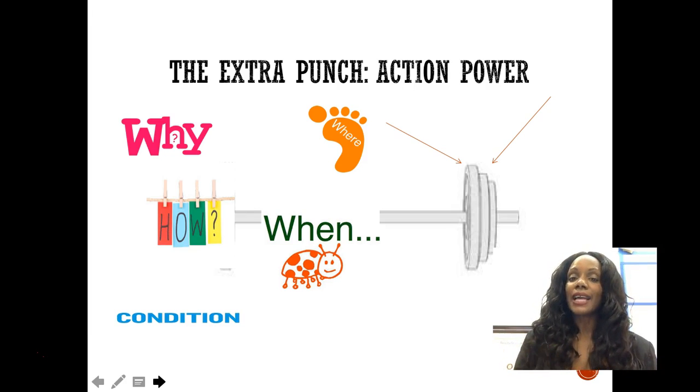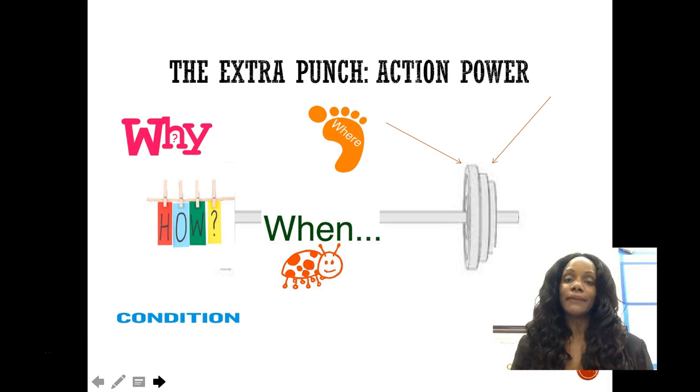What can we do to add weights, to add power, to take it on and off, depending on what we need? Some of the ways that you can do that is to tell where something happened, why something happened, how something happened, when something happened, and under what conditions or circumstances something may have happened. You probably notice when you're writing, I may make a note on your essay or your paragraphs, when did this happen? Why did it happen? How? Here's your opportunity to be a little bit more deliberate in your response.